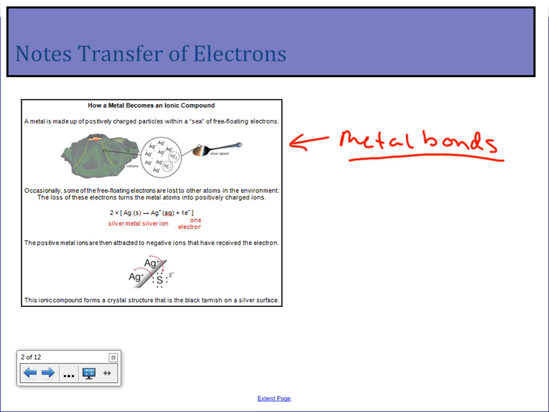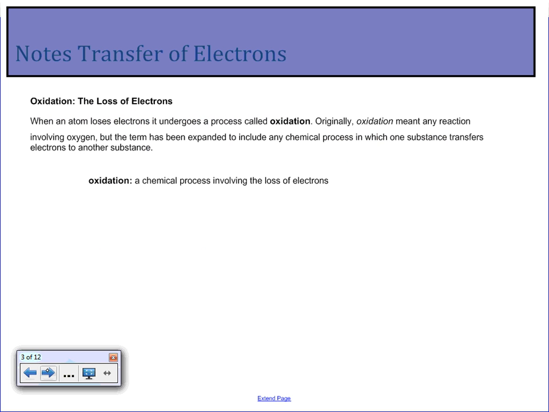Now occasionally some of the free-floating electrons are lost to other atoms in the environment. The loss of these electrons turns the metal atoms into positively charged ions. As we can see here, the silver solid goes to the silver ion plus 1 electron. This is the free-floating one, that's the one that leaves. The positive metal ions are then attracted to the negative ions that have received the electron. This ionic compound forms a crystal structure that is the black tarnish that we see on the silver spoon, in this case with the sulfur.